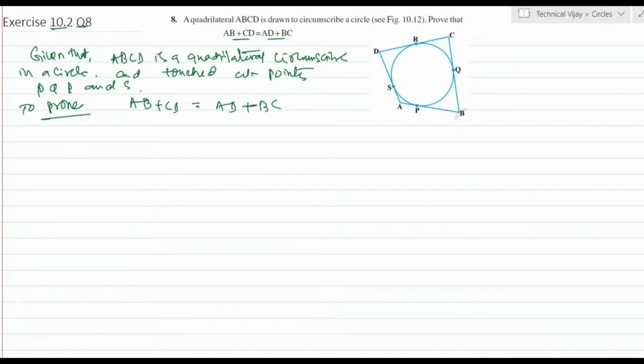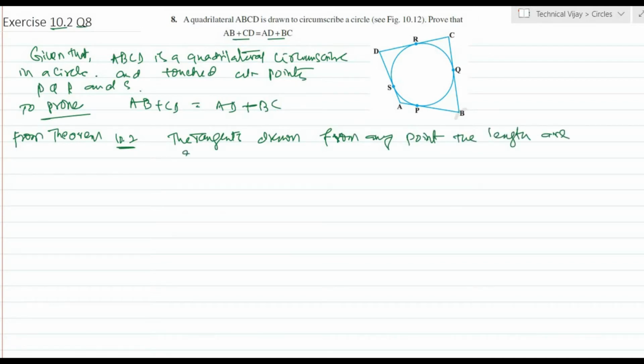We know from 10.2 that the tangents drawn from any point outside the circle have equal lengths. So by seeing this diagram, AP is equal to AS. See here, this is a circle and A is a point outside the circle. We have drawn tangents from this point, AP and AS, so AP is equal to AS. This is the theorem 10.2.